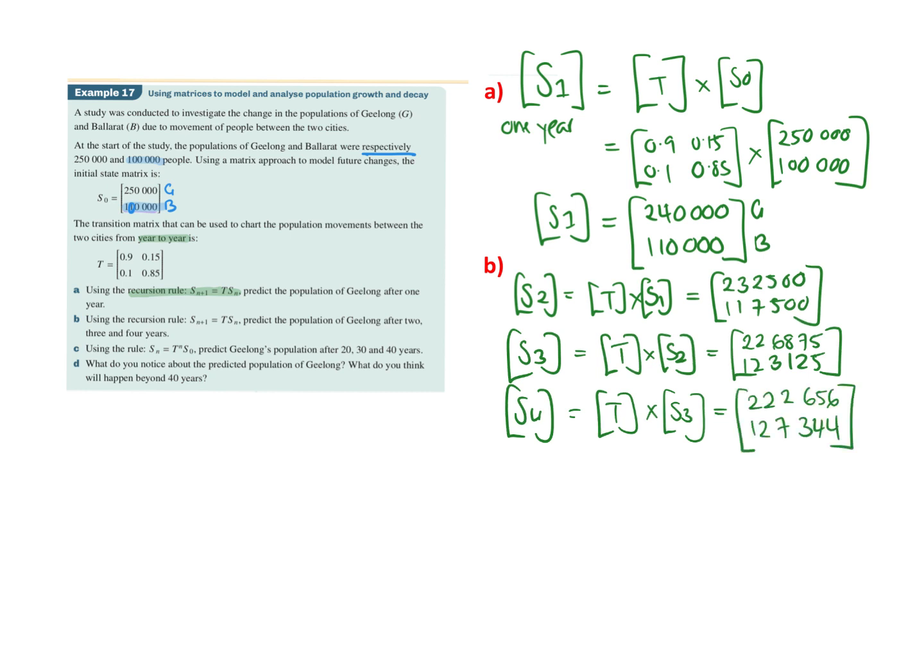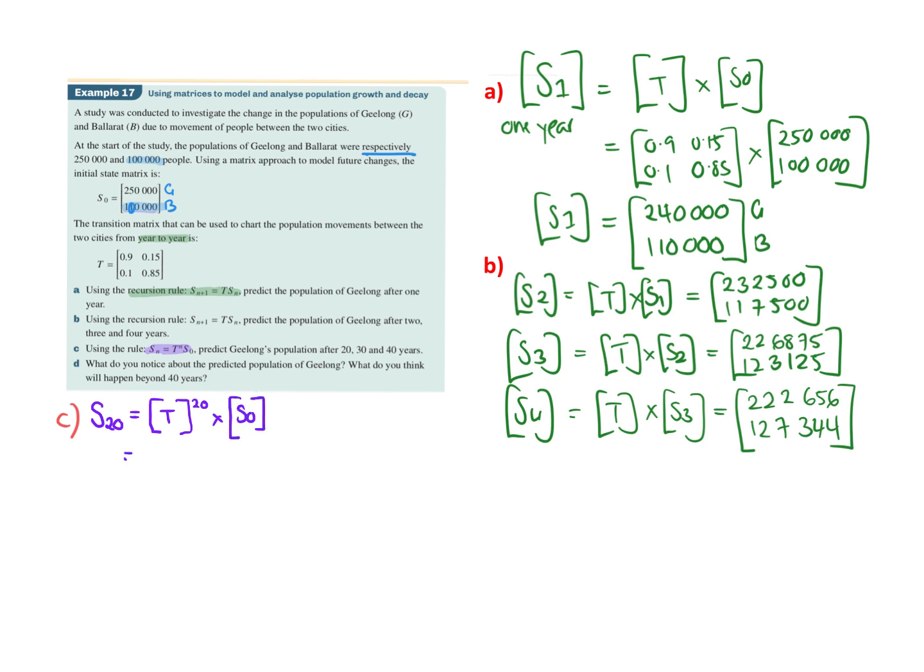Okay, so now we're going to look at question C. C says using the rule, so now we're going to be using the rule where we can find any term at any time. And they want me to use the rule to find the population of Geelong after 20, 30 and 40 years. So when we've got to find 20 years, that's state 20. So we do the transition to the power of 20 times the S0 scenario.